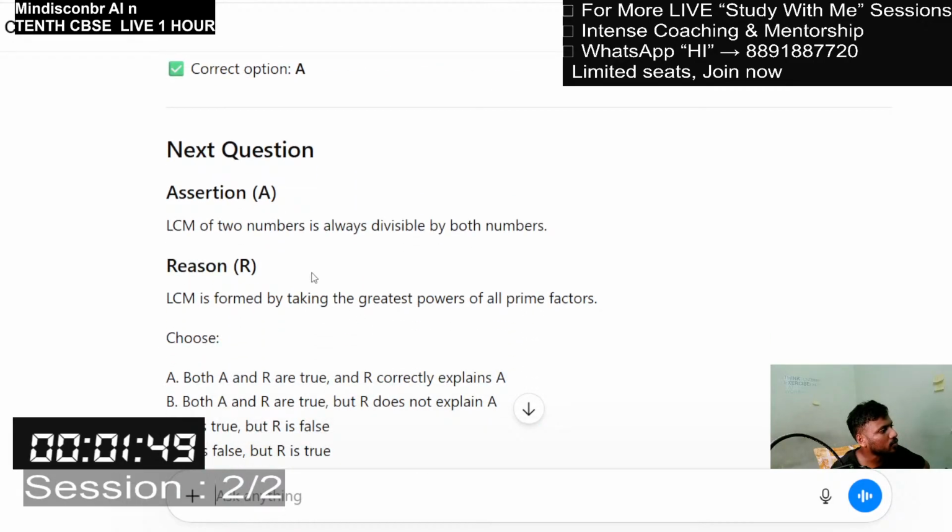The LCM of two numbers is always divisible by both numbers. Let's take 2 and 3. LCM is 6. Yes, 6 is divisible by both. LCM itself means the lowest common multiple, so it is a multiple of both the numbers. So it is always divisible by both the numbers. LCM is formed by taking the greatest powers of all prime factors. The answer will be A.